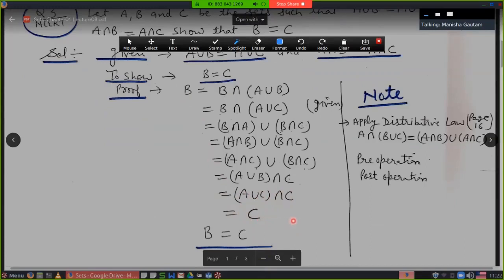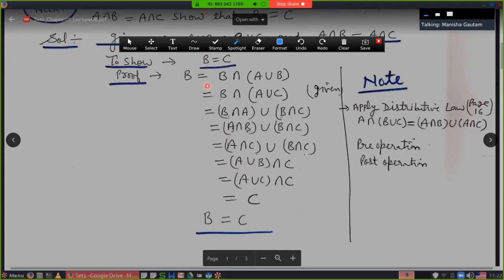You can do this question by taking an element in the left hand side, proving it belongs to the right hand side, and taking an element in the right hand side, proving it belongs to the left hand side. B becomes a subset of C, C becomes a subset of B. It means you can say that B and C are equal. You can use this process also. Try this method also.